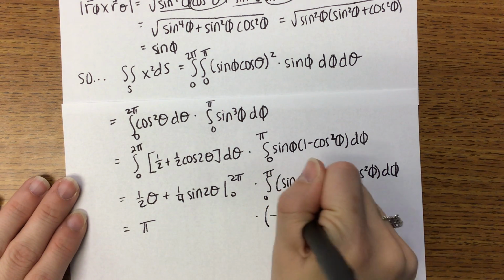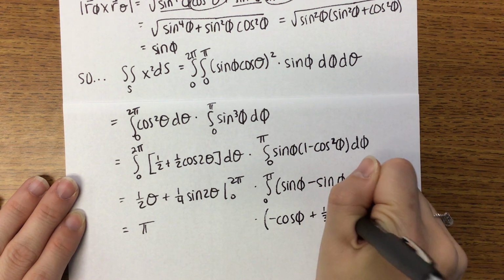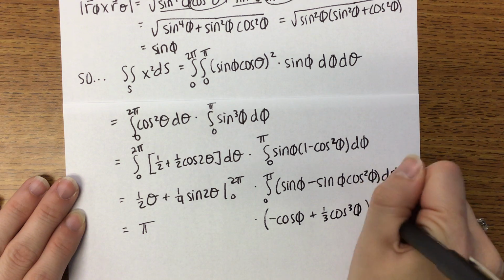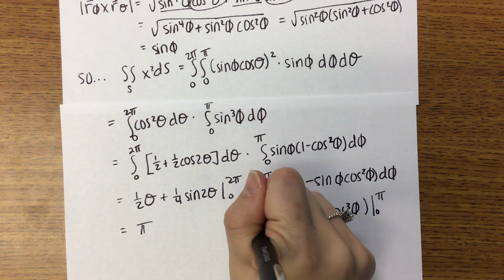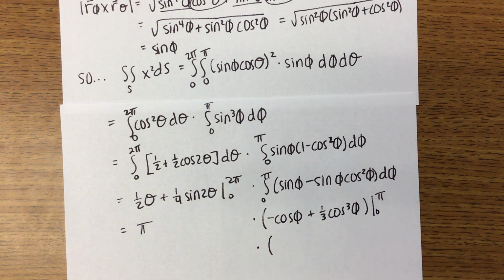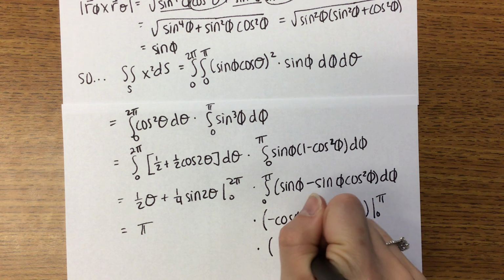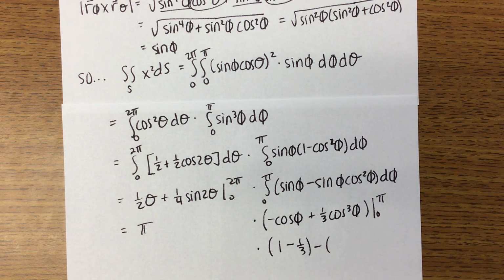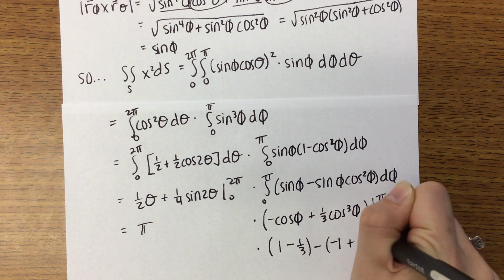Which will be negative cosine of phi, add 1/3 cosine cubed of phi from 0 to pi. I plug in pi, I get 1 minus 1/3, minus -1 plus 1/3.